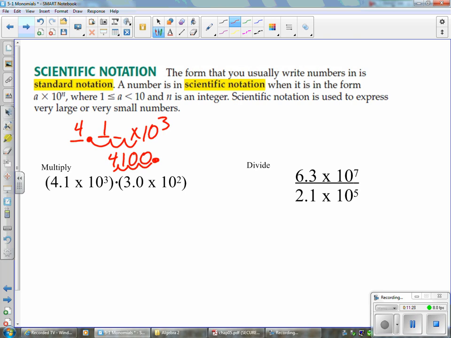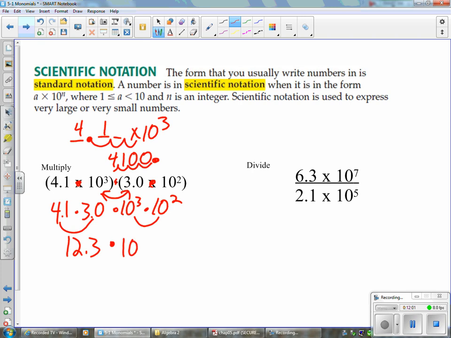Okay, so what if I'm multiplying these two guys? My idea is to write 4.1, but these are all multiplies in here. So you have the commutative property. So let's commute these two around. So you have 4.1 times 3.0 times 10 to the third times 10 to the squared. Well, I can multiply these two together and get 12.3, times, and I can multiply these two together, and remember, same base, add the exponents. So 10 to the 3 plus 2 is 5. So 12.3 times 10 to the 5.